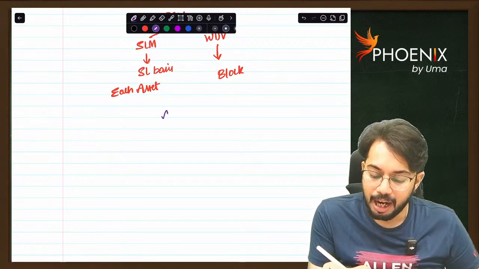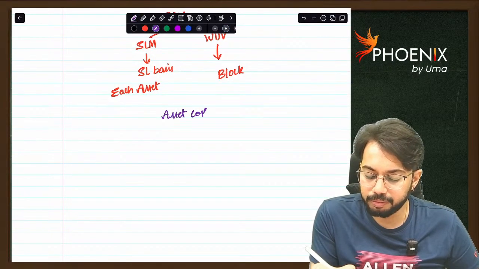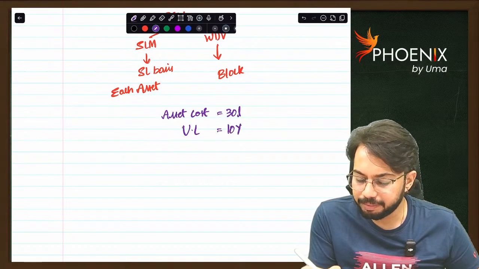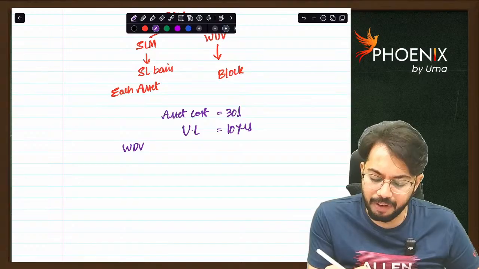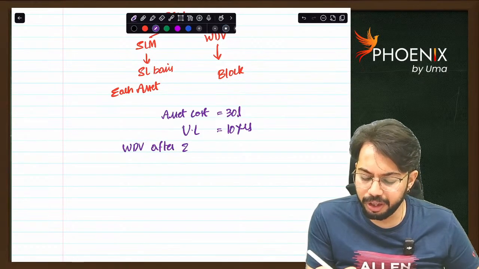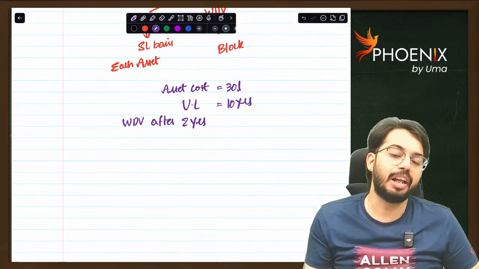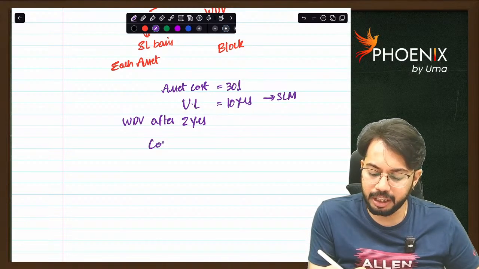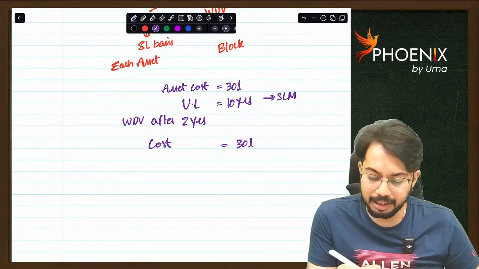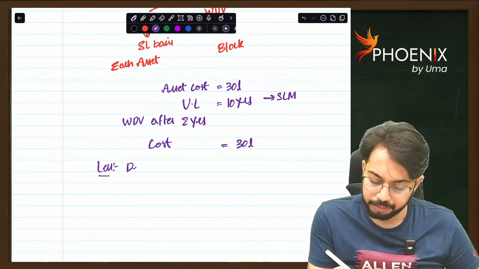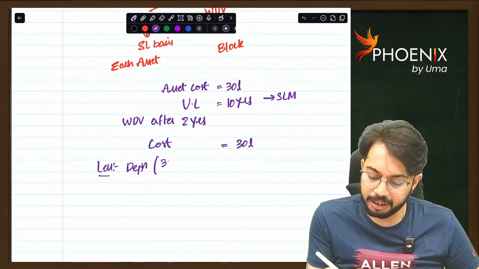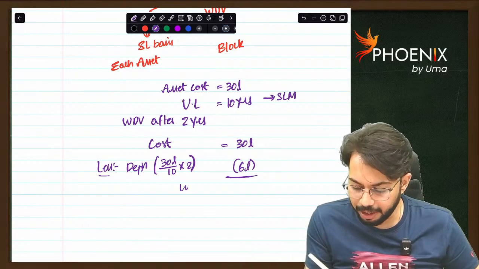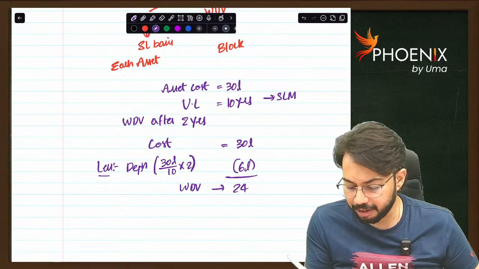Let's say the asset cost is 30 lakhs, useful life 10 years. How much is the written down value after 2 years? We can calculate. The depreciation method is SLM. How much will be the depreciation? Cost is 30 lakhs less depreciation. 30 lakhs divided by 10 into 2 years is 6 lakhs. Written down value will be 24 lakhs. Am I correct?